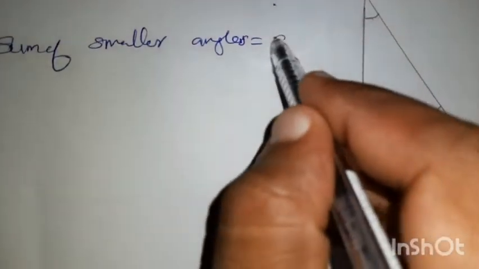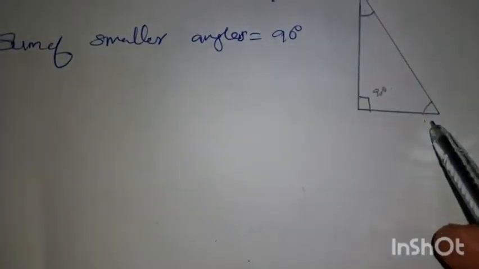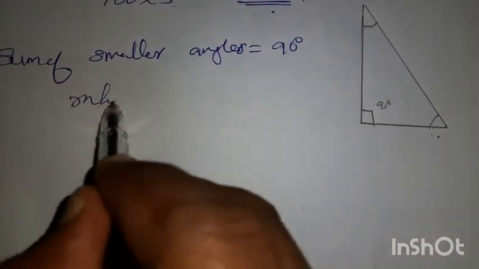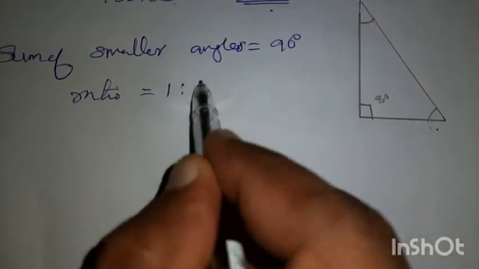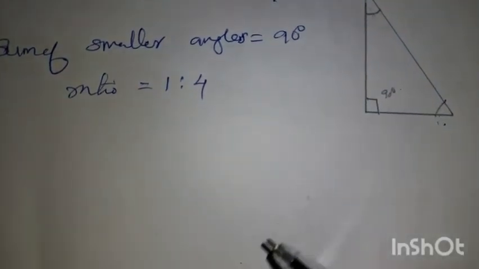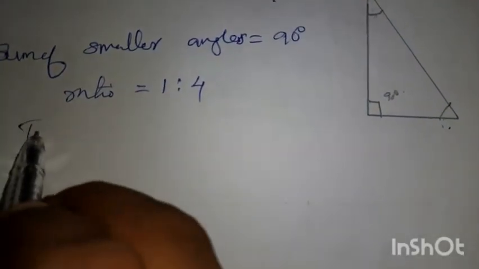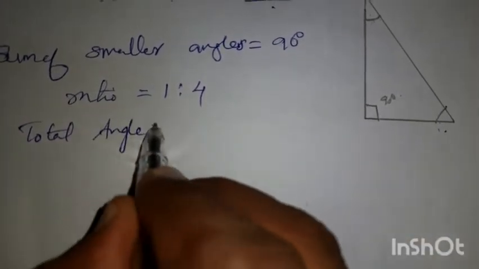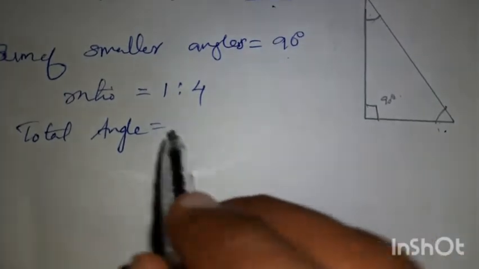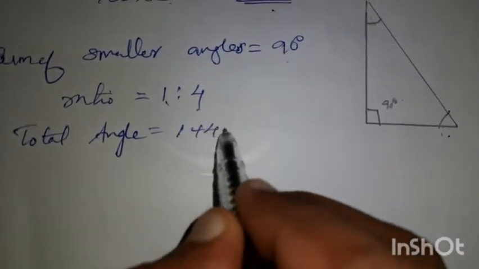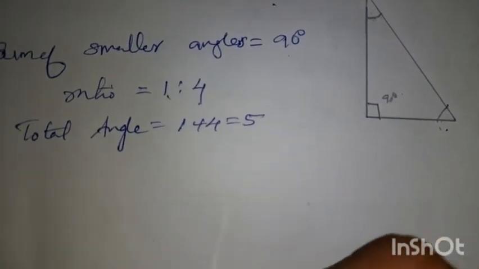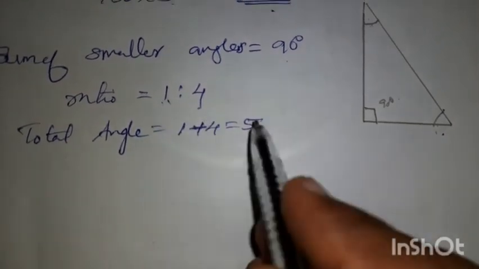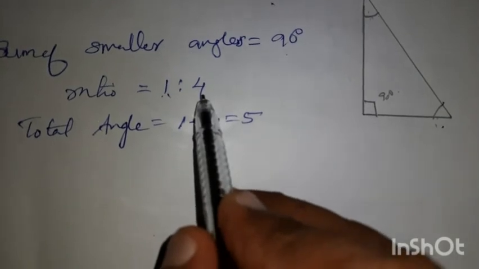So the sum of the smaller angles together is 90 degrees. What is the ratio of the angles? The ratio given in the question is 1:4. Then what is the total? 1 plus 4, that is 5. Out of those 5 parts, one part is one angle and 4 parts is the other angle.